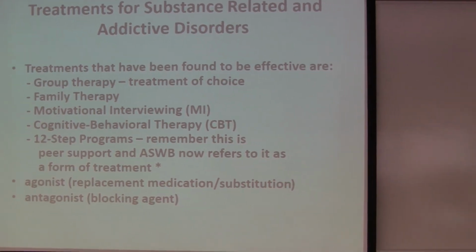Family therapy is extremely important, because a family is a system, and every member of the family system is affected by even one member of the system having a substance use disorder. So family therapy can be very effective, and providing psychoeducation as part of the family therapy can be extremely important and effective. Motivational interviewing, as I said, is very, very helpful. CBT has a strong evidence base, and 12-step programs have been found to be very, very helpful.